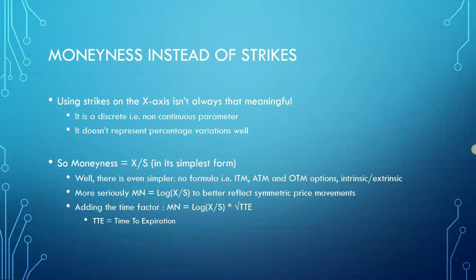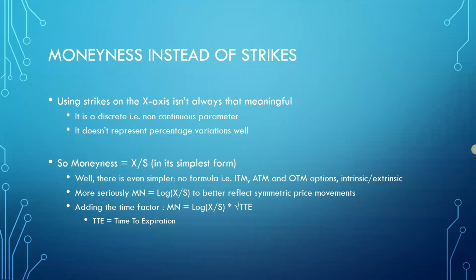And again, for moneyness to be more symmetrical, we often use the logarithm of X over S. X is the strike and S is the price of the underlying. So we can then plot a better looking curve or IV curve. And because of that symmetry, I will show an example just now and you will see that it does bring about very interesting properties.